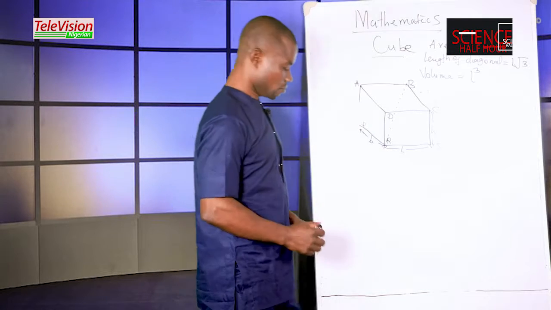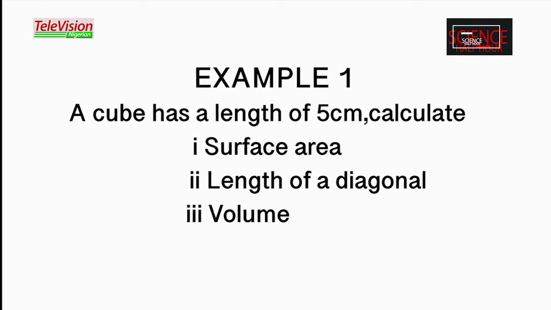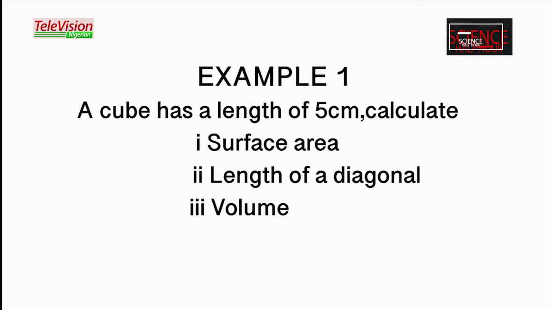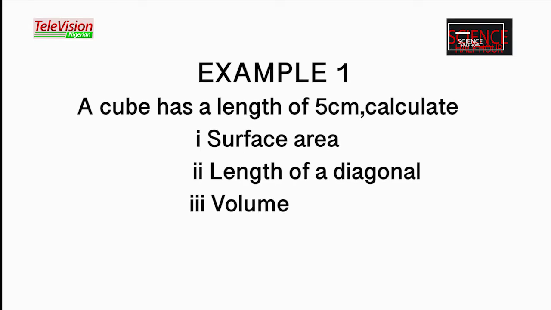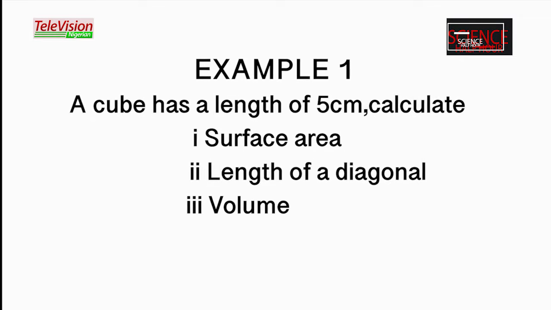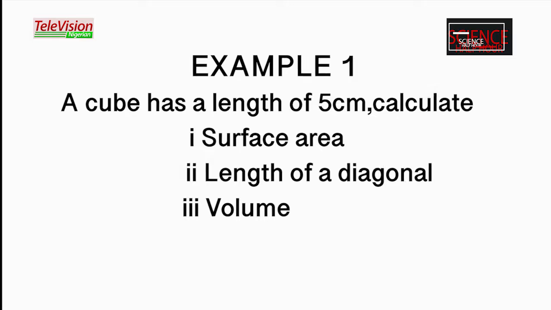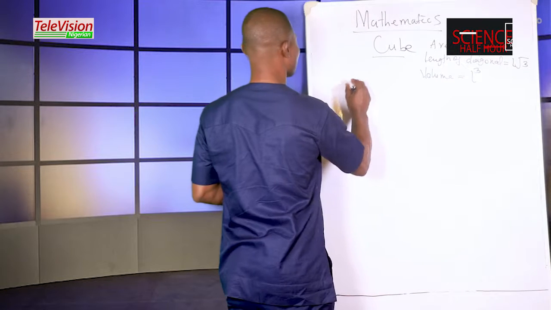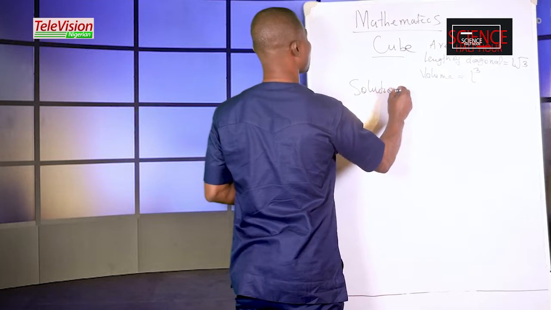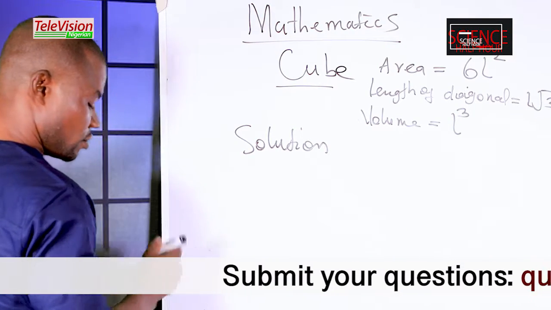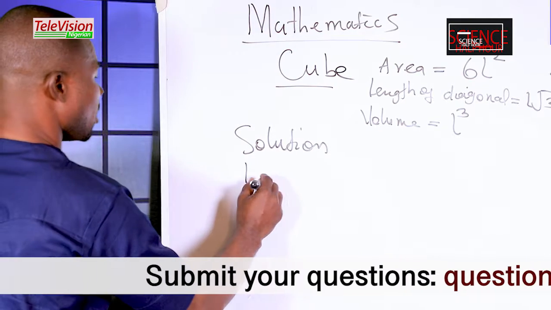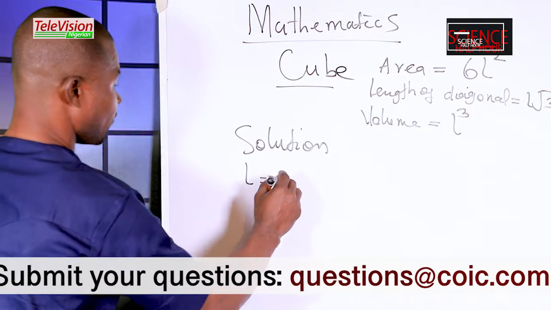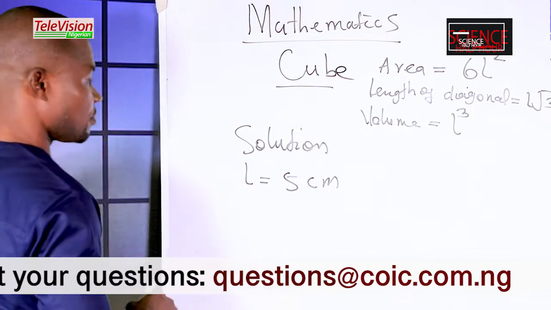Example 1. A cube has a length of 5 cm. Calculate (i) surface area, (ii) length of a diagonal, (iii) volume. Solution. L is equal to 5 cm.